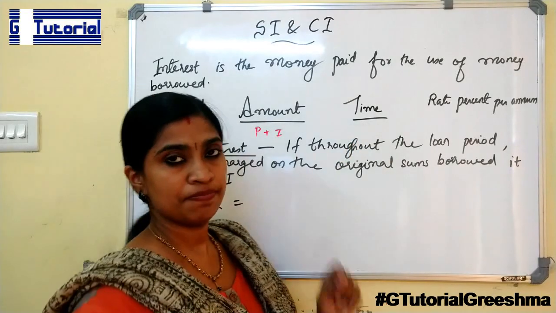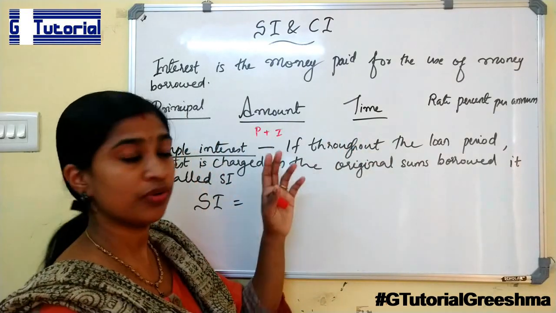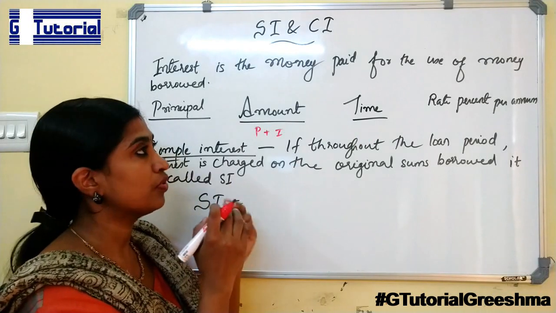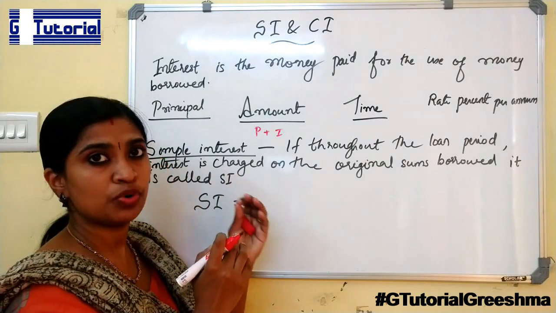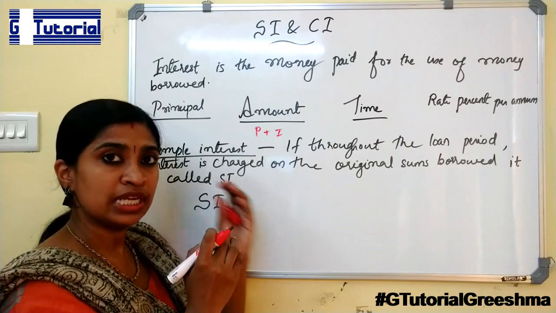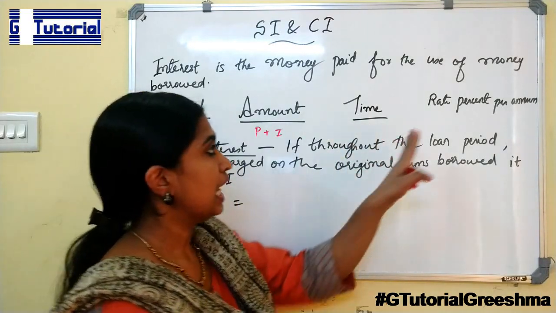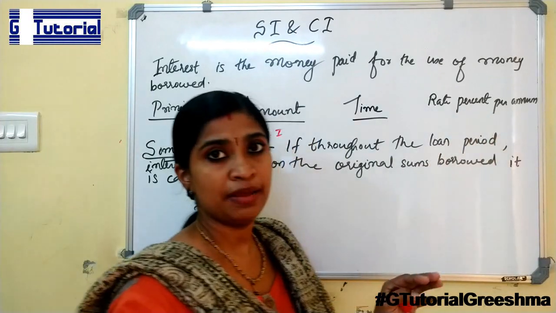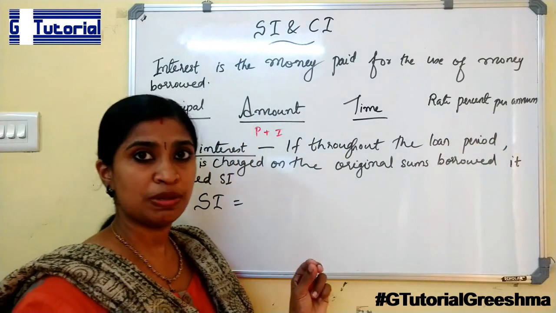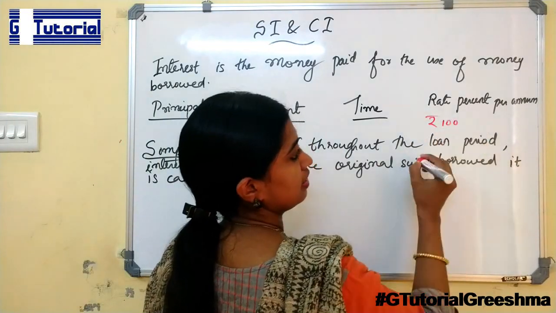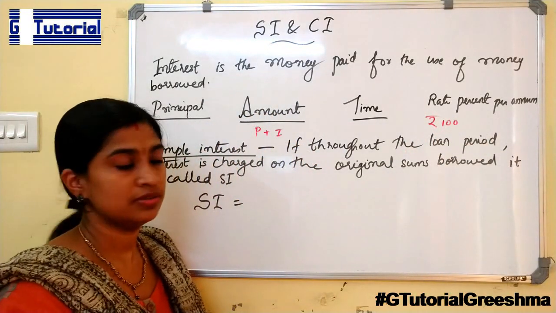Next is time. Time is the period for which the money is borrowed. Suppose a sum is borrowed from a bank for 10 years, then that time period is called time. And rate % per annum is the amount that has to be paid for rupees 100 for a year. It is known as rate.